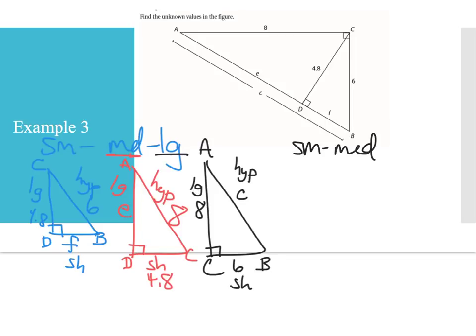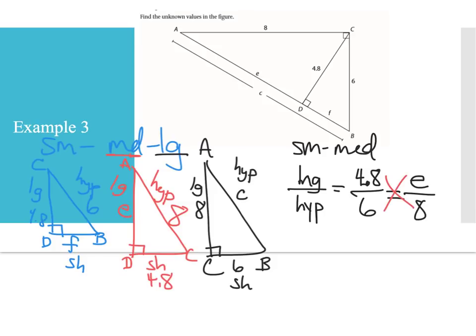So I'm going to go long leg to hypotenuse. For my small triangle, long to hypotenuse is 4.8 to 6. For my medium triangle, the long and the hypotenuse is E and 8. Now you can do your cross products and find the value of E. I believe it's 6E equals 38.4. That makes E turn out to be 6.4. All right, so we have found E. Now we still need to find F and C. My guess is let's try to go for F next, since C is a combination of E plus F.